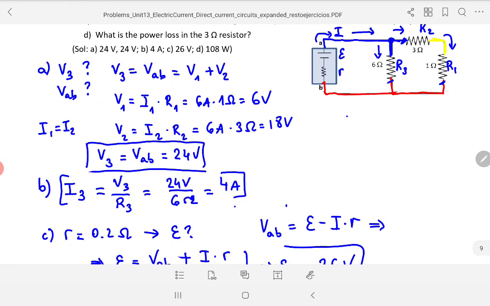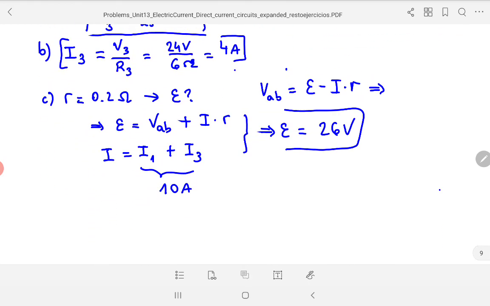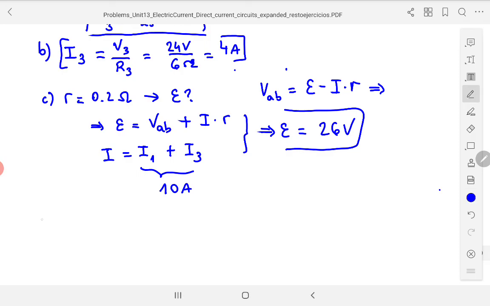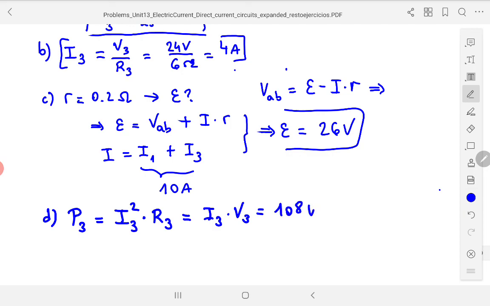Then we have a last part in this problem, which is asking about the power loss in the third resistor. So this is easy if we remember that the power loss across the third resistor is going to be equal to the current across it squared times the resistance. Or, as we have so much data, we can also calculate it this way. In any way, this should be equal to 108 watts.